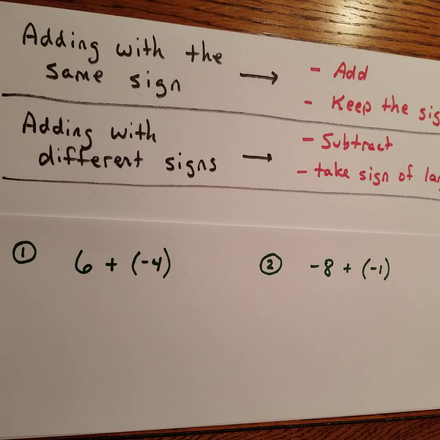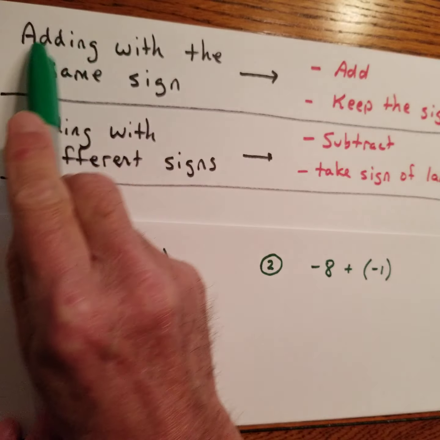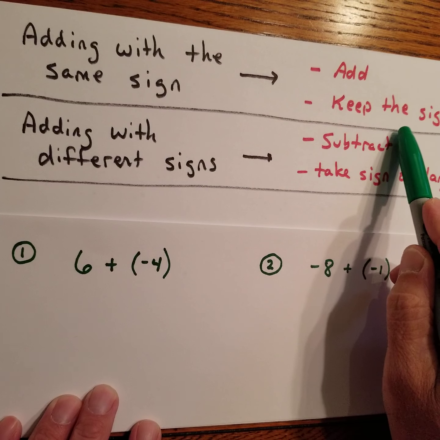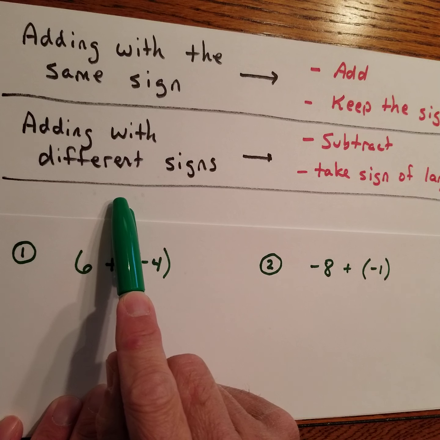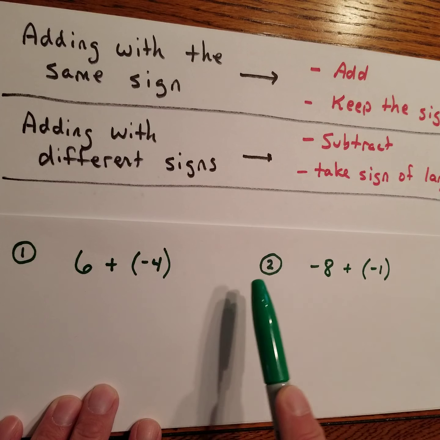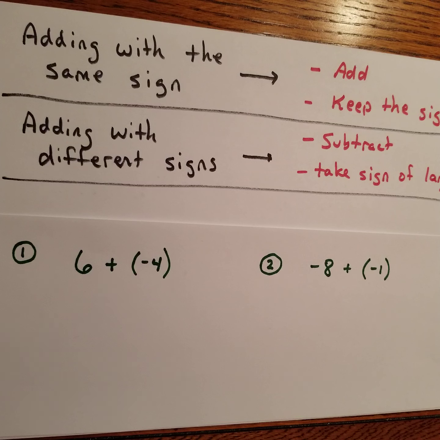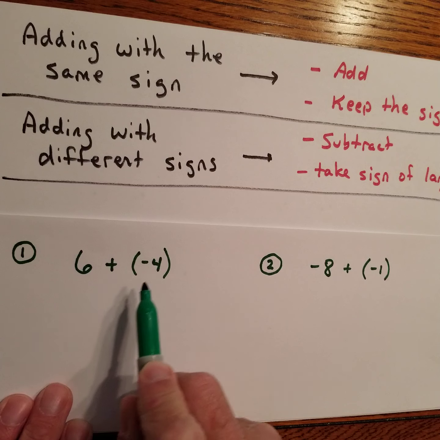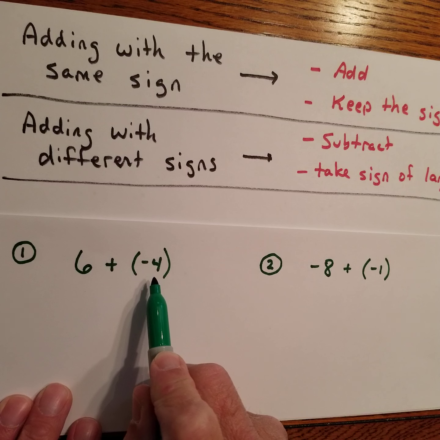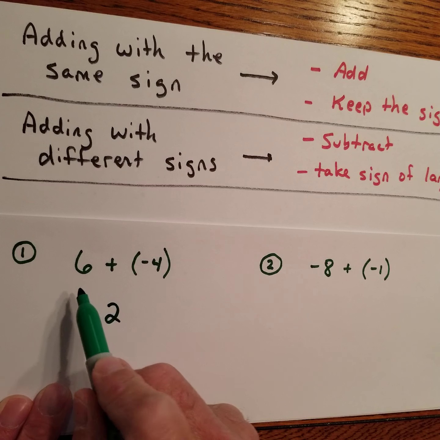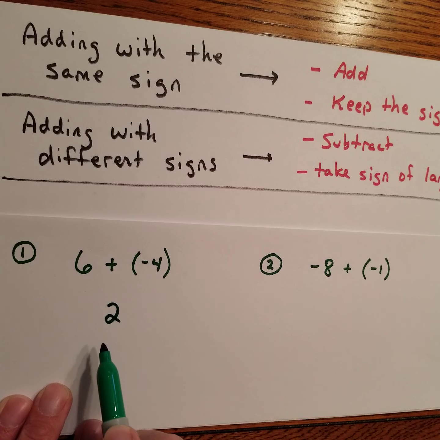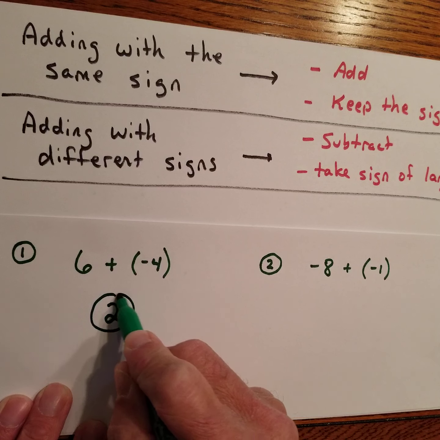Let's review the rules, starting with addition. When you add numbers with the same sign, you add them and keep the sign. When you add numbers with different signs, you subtract them and take the sign of the larger number. Look at number 1. I've got a positive number and a negative number. That's different signs, so subtract them. Take the sign of the larger number. 6 is the larger number and it's positive, so my answer is positive.